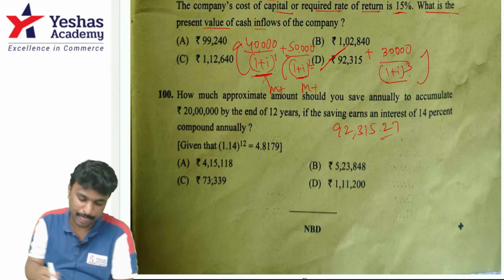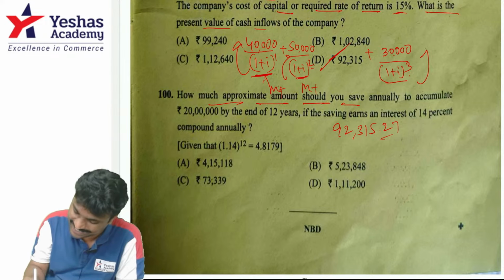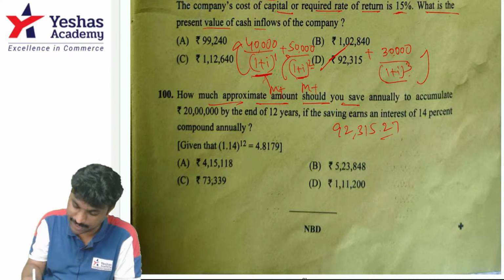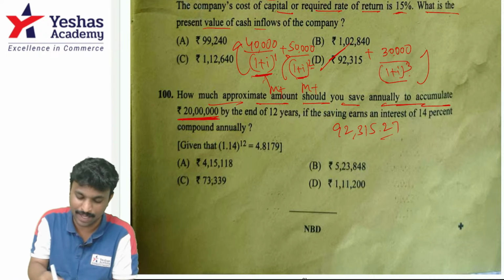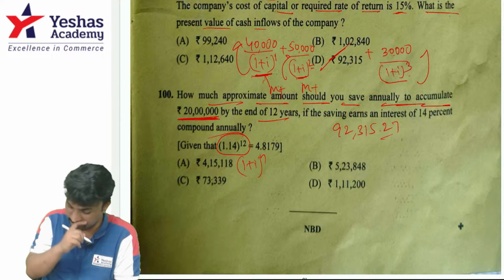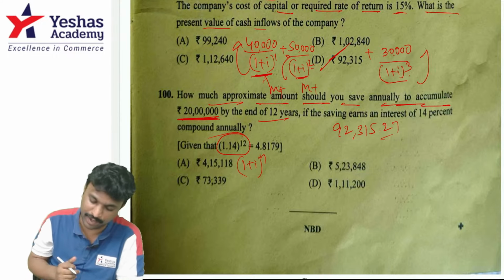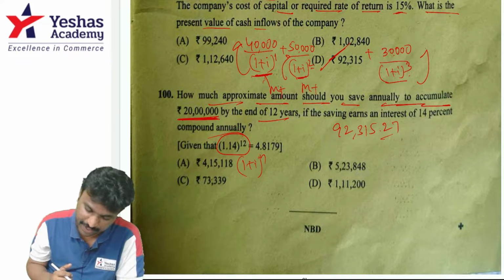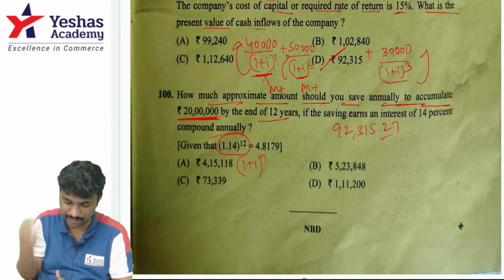The last question. How much approximate amount should you save annually to accumulate 20 lakhs by the end of 12 years? They have only given 1 plus I whole power n. This is the 1 plus I whole power n value, so you need not bother. How much is required? You have to save every year, right? How much approximate amount should you save annually?